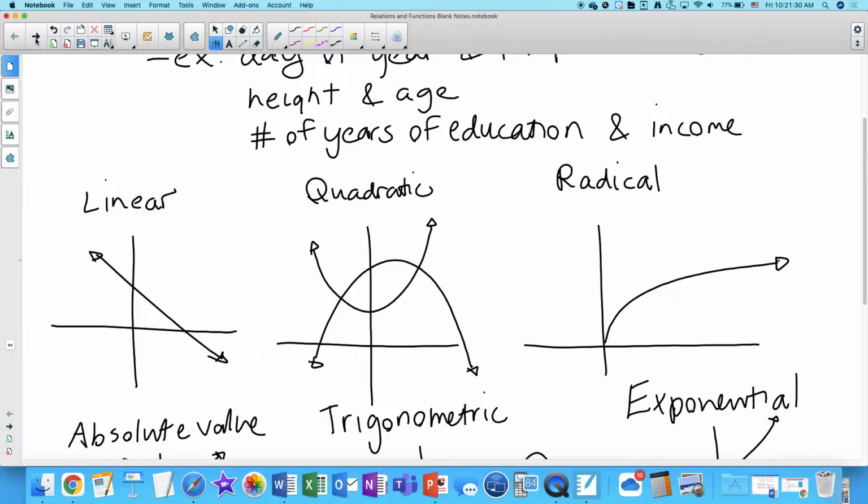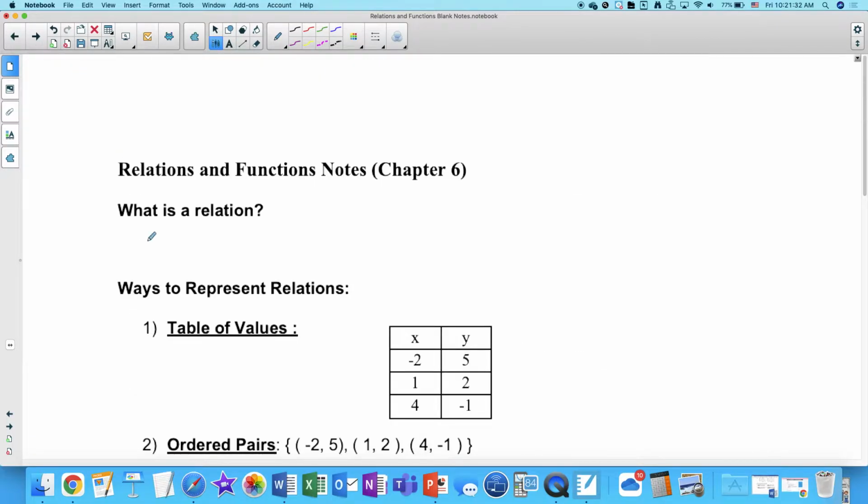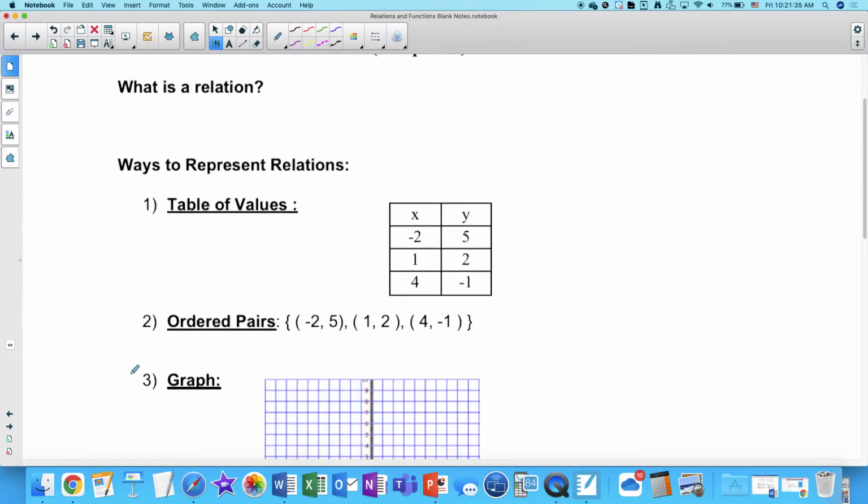Today, what I'd like to do is look at, firstly, what is a relation? What are the different ways that we can represent relations and communicate about them? And how do we go from one representation to another? What if we have a table of values and we want the graph? Or what if we have an equation and we want the graph? That kind of thing. Okay, so that's our goal for today.